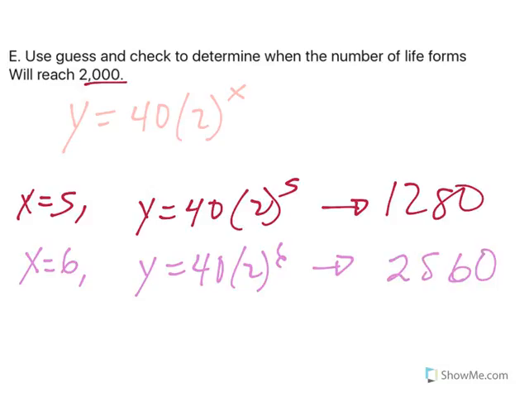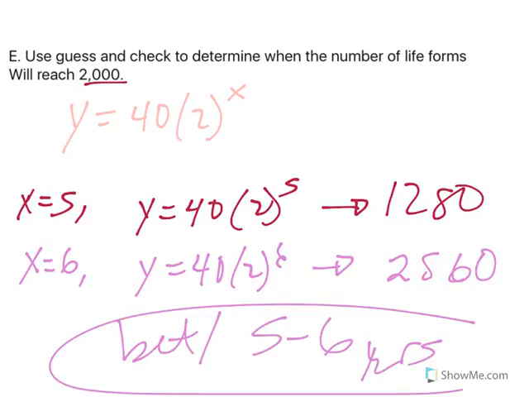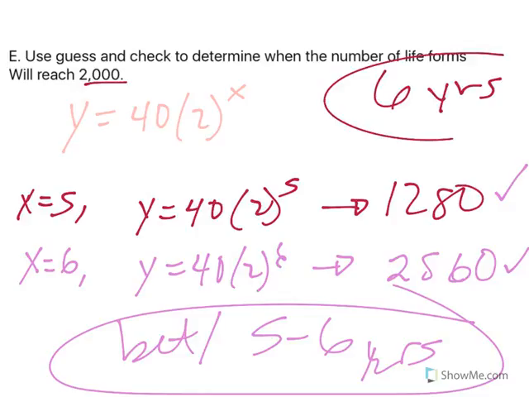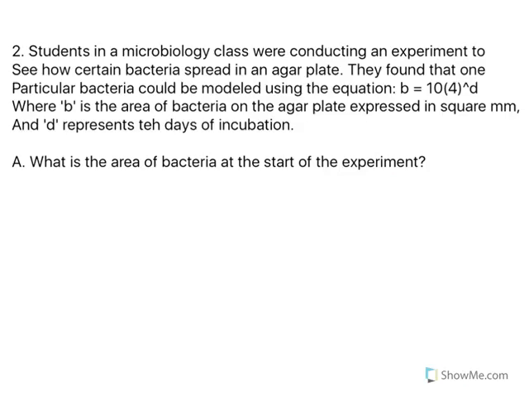Ta-da! So when will the number of life forms reach 2,000? Well, between 5 and 6 days, because at 5 it's too low, but at 6 it's above. If they just want a single whole-number answer, you would say 6, because at 5 you're too low. All right, let's go to the next problem.